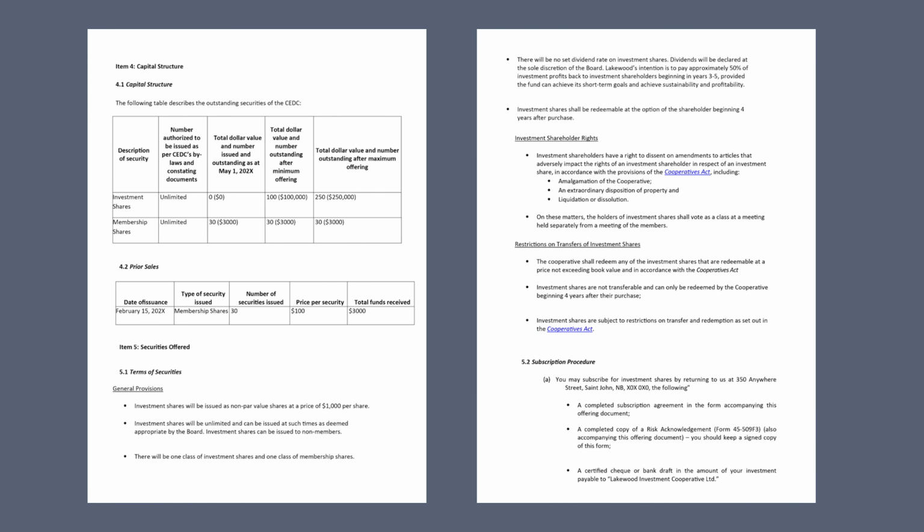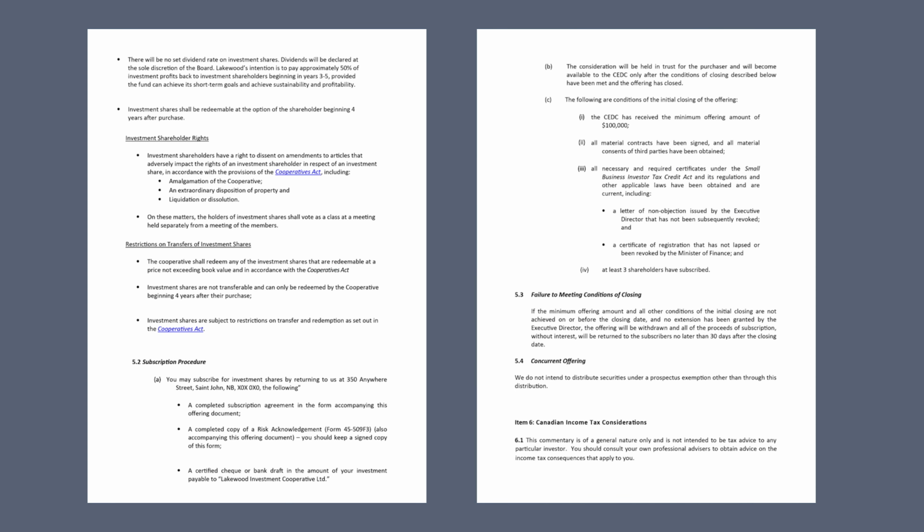In our sample document, the 6 directors of our fictional CEDC have already been issued 1 membership share each, but have yet to purchase investment shares, as this will be done when the CEDC begins its raise under the program. Under Item 5, the CEDC must set out the terms of its securities. This should include all rights of security holders, limitations on the securities, and the method for purchasing the securities.